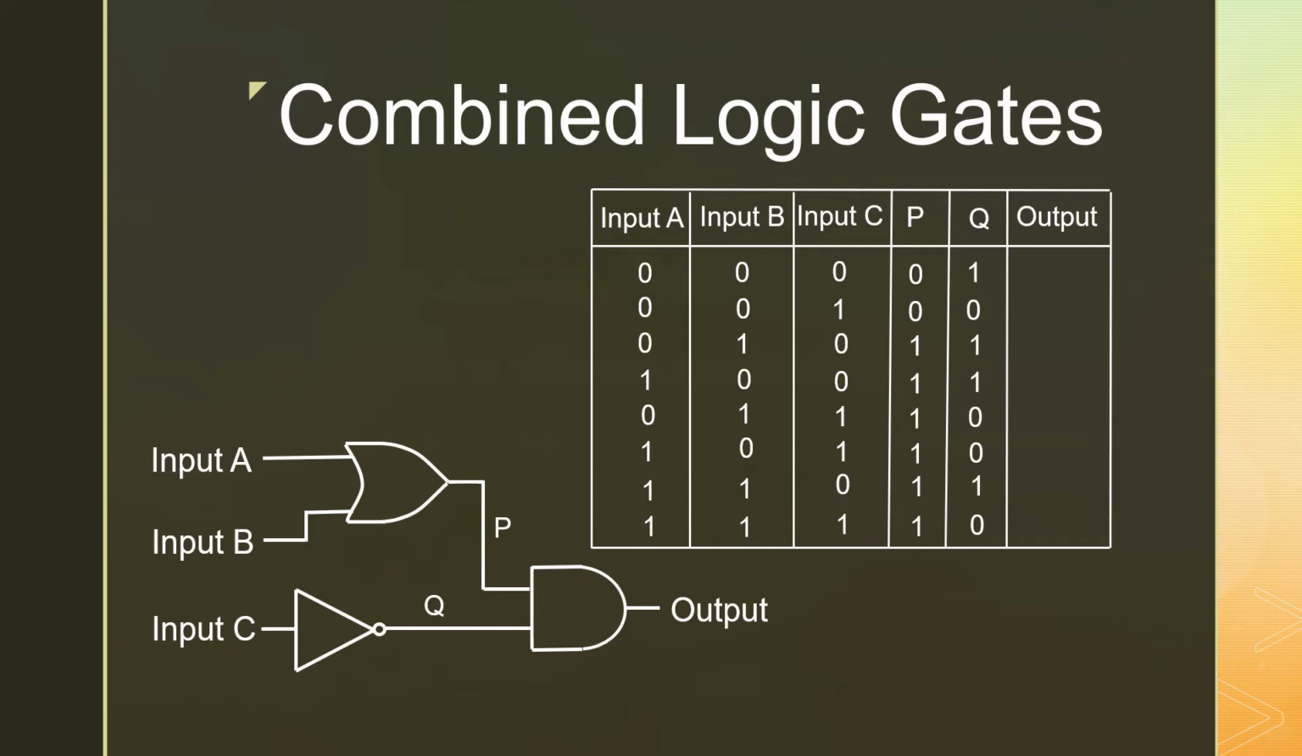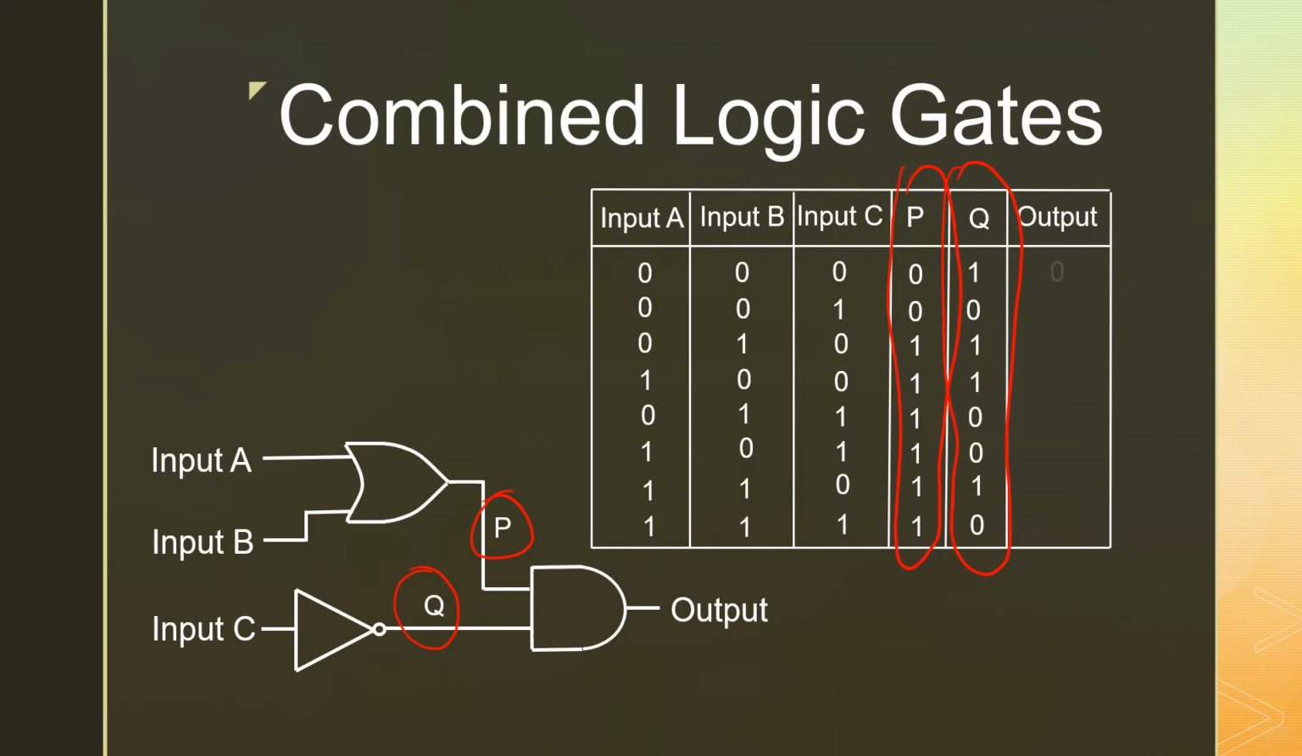Now, in order to do my output, this final column, I have inputs of P and Q. So I'm actually now going to be looking at these 2 columns when I'm populating that final output column. And this is an AND gate. So let's go through and finish this off.